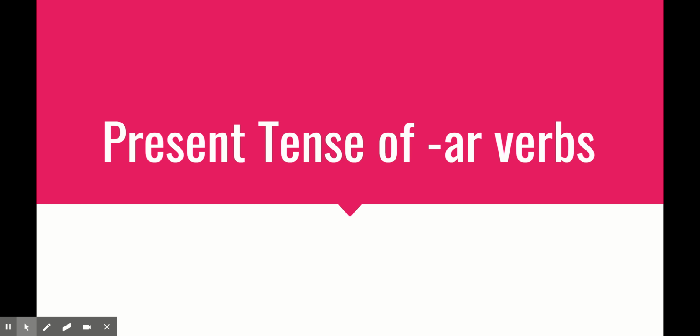Alrighty, so please make sure you write the title, present tense of AR verbs. Make sure you write today's date. Chicos, you know how to do that in Spanish now. So write hoy es blank, el blank de blank, okay? For most of you, you might be writing hoy es lunes, el 19 de octubre, 19th of October. Hoy es martes, el 20 de octubre, 20th. Depending on when you're doing this, please make sure you write the date, guys.